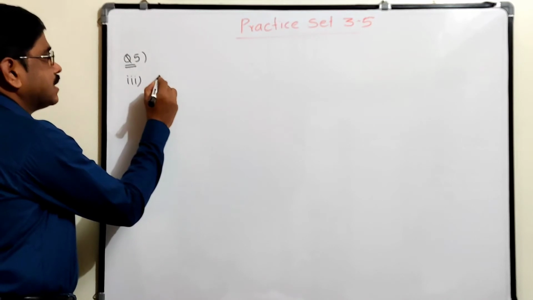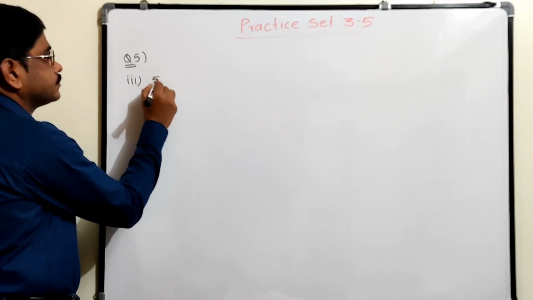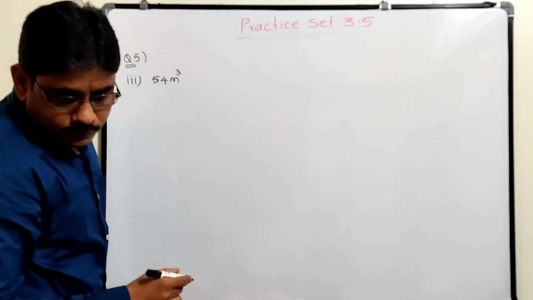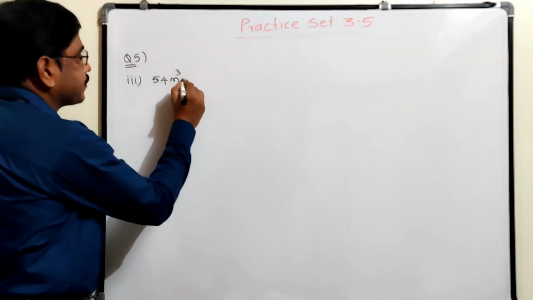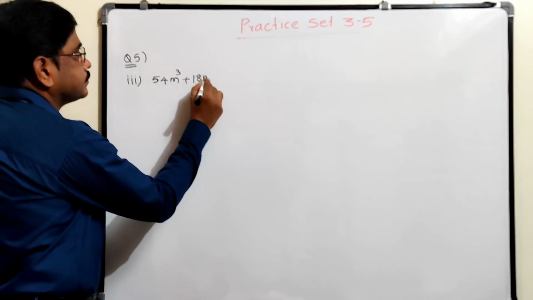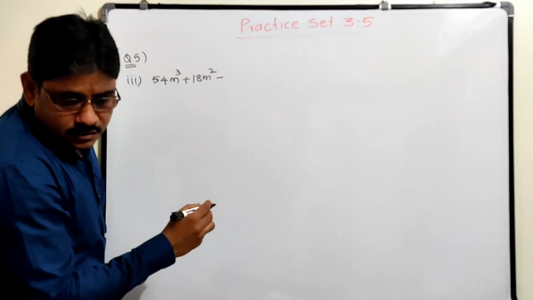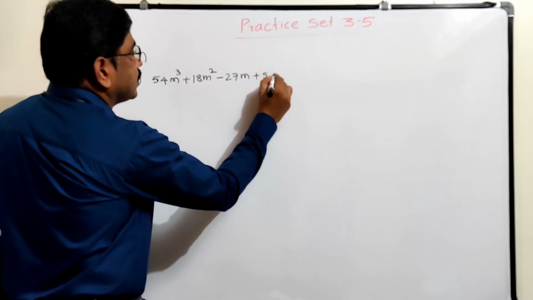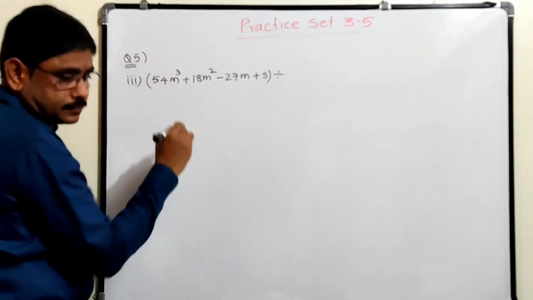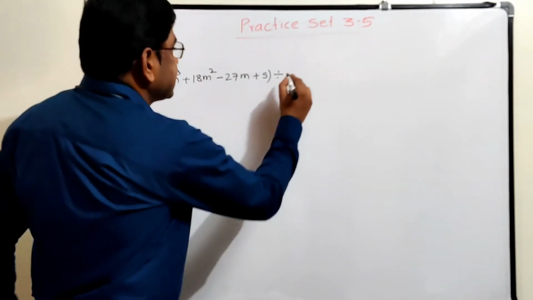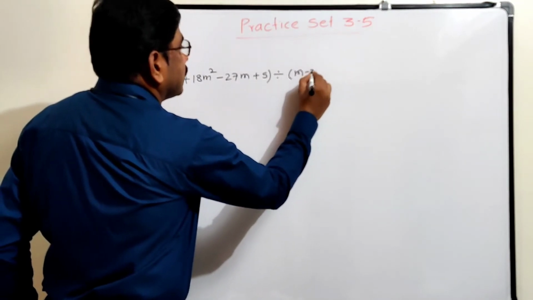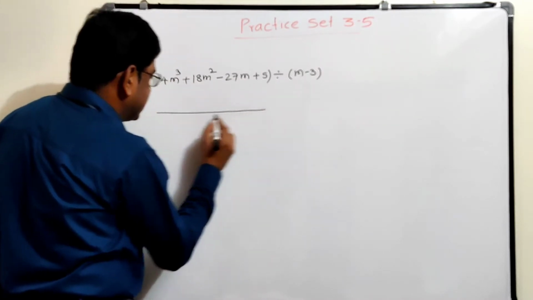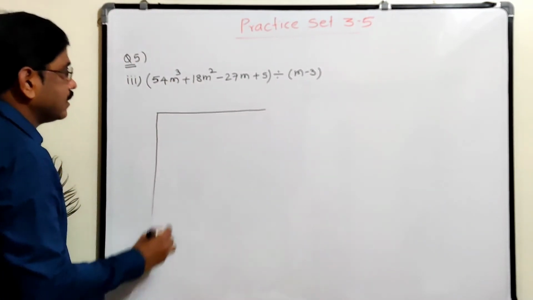P(m) is 54 m cube plus 18 m square minus 27 m plus 5, divided by this m minus 3. So let us first do the actual division, then find the remainder by remainder theorem.